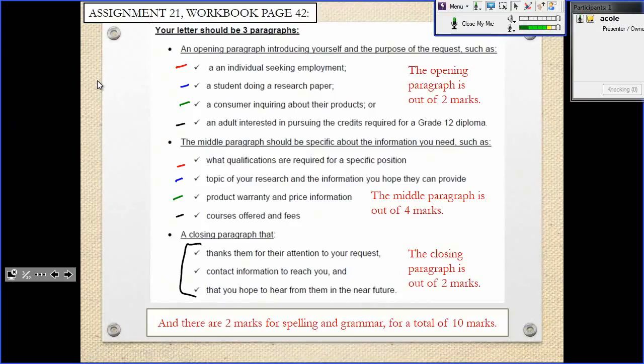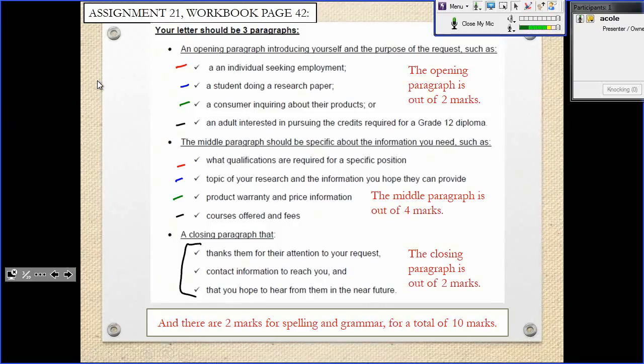So for example, if I start off my opening paragraph and I explain that I'm an individual seeking employment, then in the middle paragraph, I would say what qualifications are required for a specific position, right? Or if I said that I was a student doing a research paper in the opening paragraph, then in the middle paragraph, in the second paragraph, I would explain the topic of my research and the information that I'm hoping that the person can give me, right?